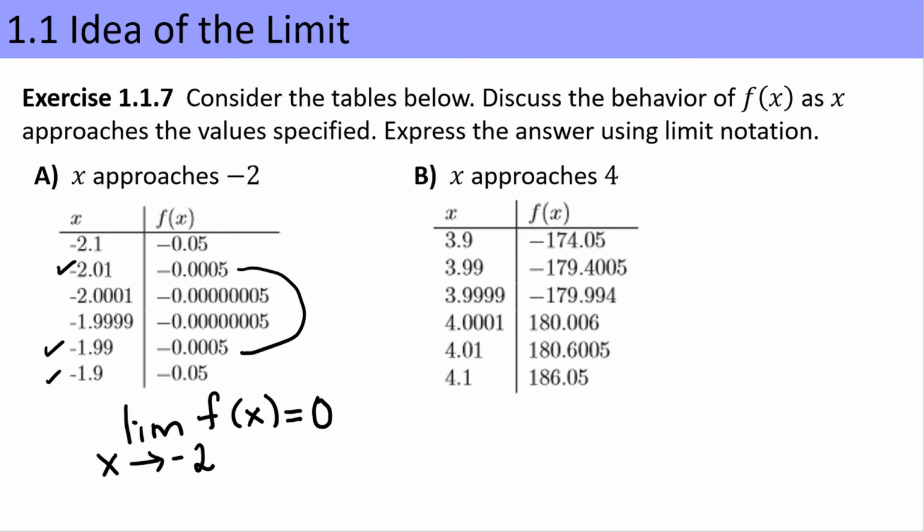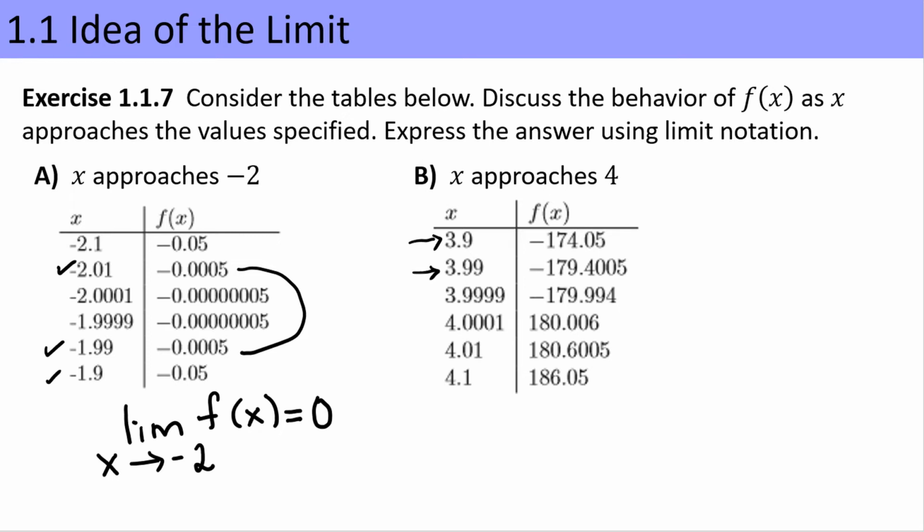Now let's look at b. As x approaches 4. Let's begin at the left of 4. And so at the left of 4, the table starts at negative 3.9. It gives us negative 174.05 for the function.